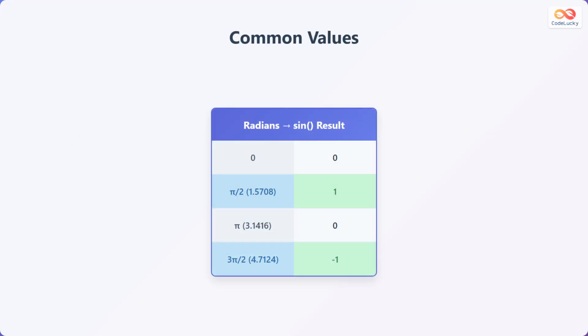Understanding common sine values helps you verify your calculations and recognize patterns in your data. When the angle is 0 radians, the sine value is 0. At pi divided by 2 radians, which equals approximately 1.5708, the sine value reaches its maximum of 1. At pi radians, approximately 3.1416, the sine returns to 0. Finally, at 3 pi divided by 2 radians, approximately 4.7124, the sine reaches its minimum value of -1. These values represent key points in the sine wave cycle.